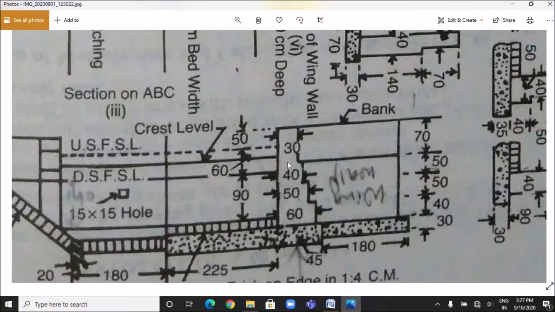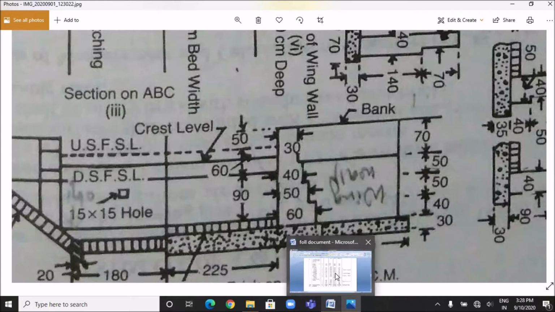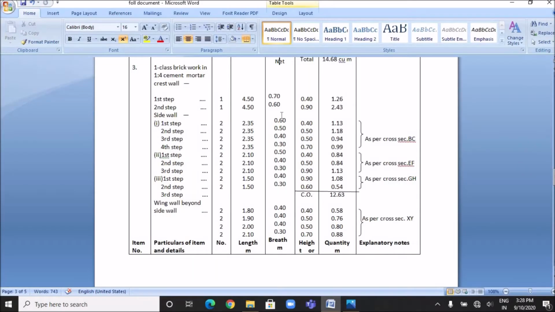And the heights of these steps are, for 60 centimeter breadth it is 40 centimeter height, for 50 centimeter breadth of step the height is 50 centimeter. For 40 centimeter breadth of step, the height is 50 centimeter. And for 30 centimeter breadth of step, the height is 70 centimeter. So if we fill this data in the table and calculate the quantities, we will get these values.